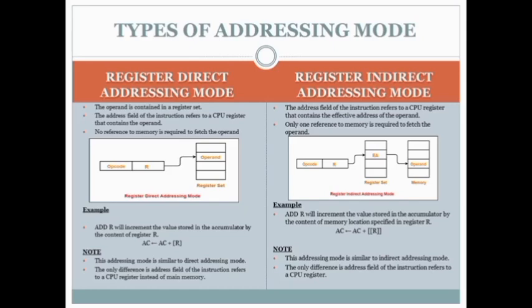Makikita natin, from register, the effective address, nagko-contain dito ng register set before we be connected to the operand that nagko-contain ng memory. And here is the example. Add R will increment the value stored in the accumulator by the content of the memory location specified in register R. From accumulator, makikita natin na magiging accumulator and plus R with a double bracket sa labas ng R. And the note naman dito, this addressing is similar to indirect addressing mode. Yun nga, kung yung isa is naka-similar sa direct addressing mode, ito naman is na indirect addressing mode. The only difference is address field of the instruction refers to the CPU register.